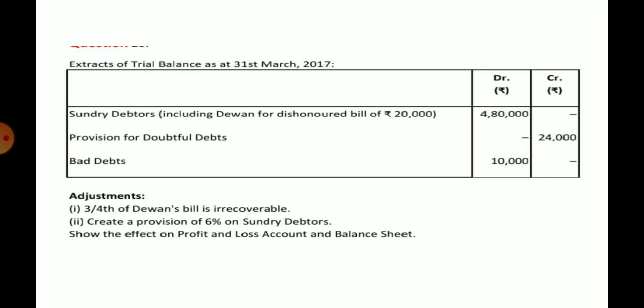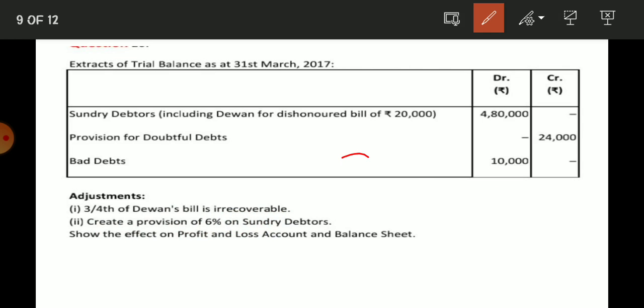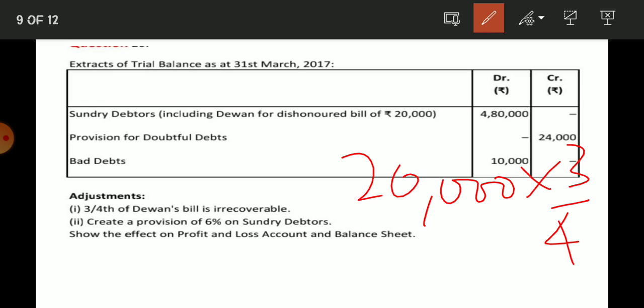So, the next question is an extract of trial balance at 31st March 2017. Sundry debtors, including Divan's dishonored bill, 20,000. Okay, so this is the bad debt, provision for doubtful debts, and bad debts is 10,000. 3/4 of Divan's bill is recovered. That means you can calculate easily 20,000 multiplied by 3/4.